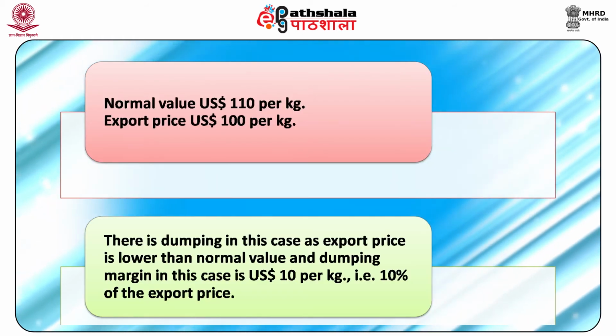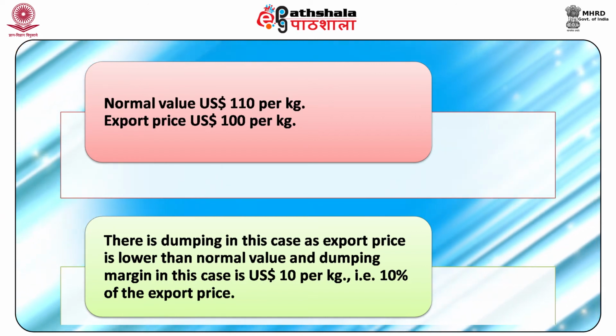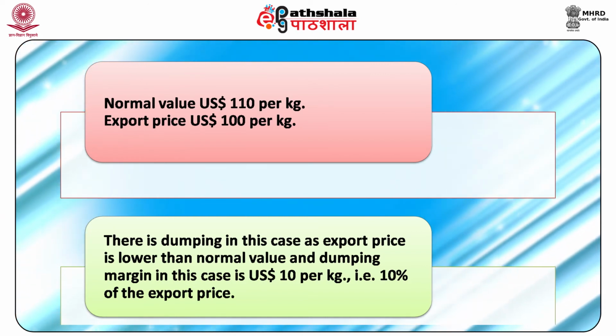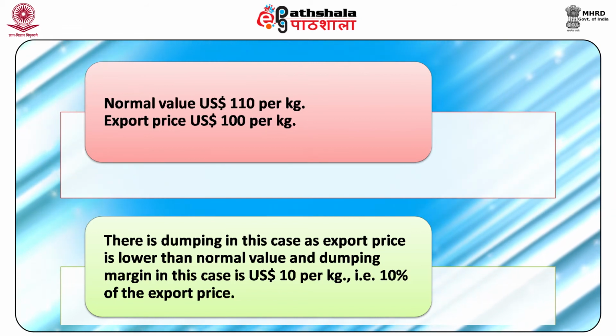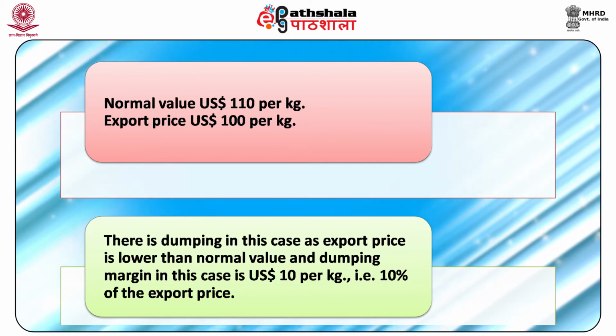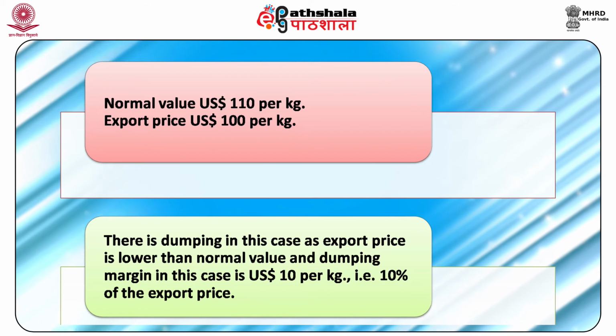Now let us see an example. Let us see if there is a good which is having a normal value of $110 per kg, the export price being $100 per kg. There is a dumping in this case, as export price is lower than the normal value, and the dumping margin in this case is $10 per kg, which is 10% of the export price.